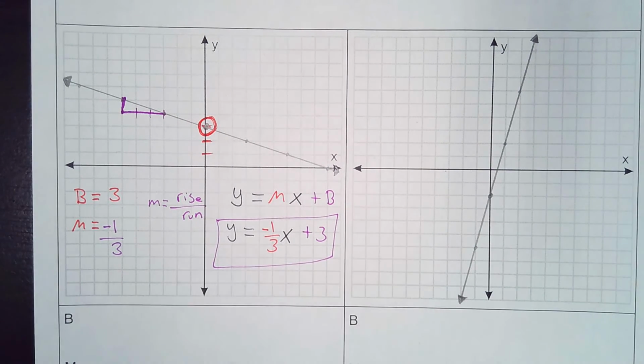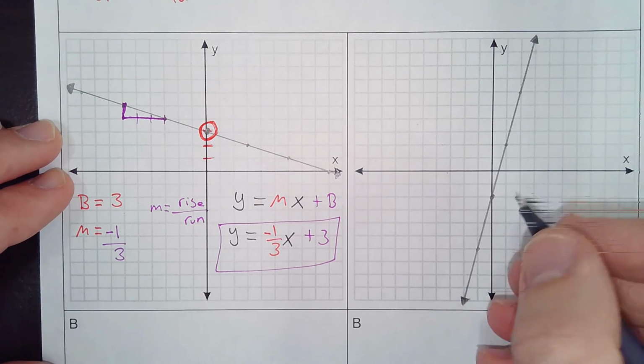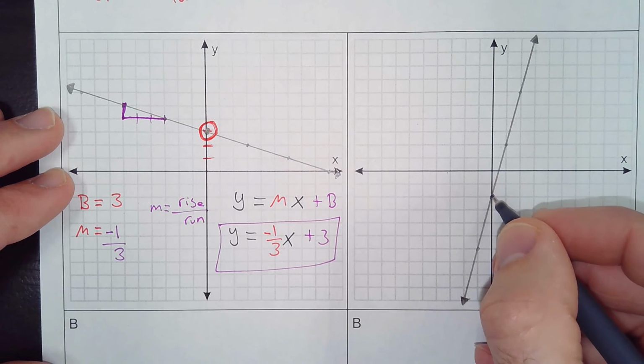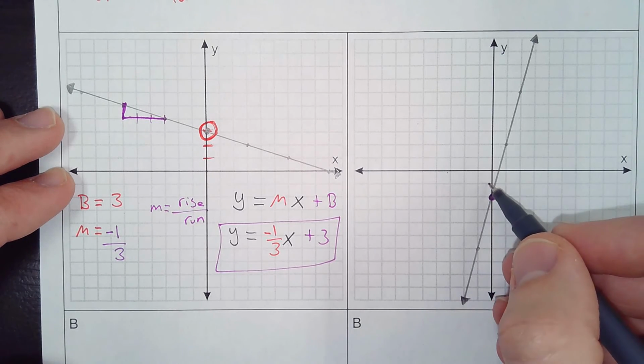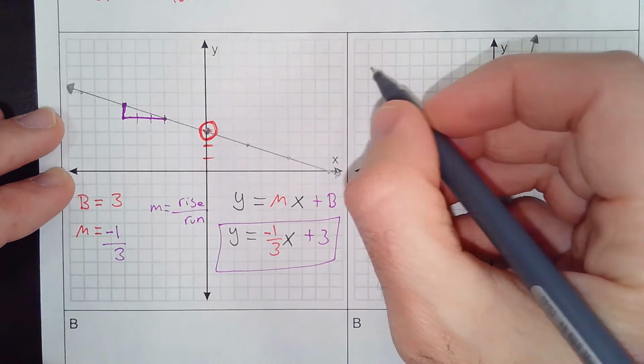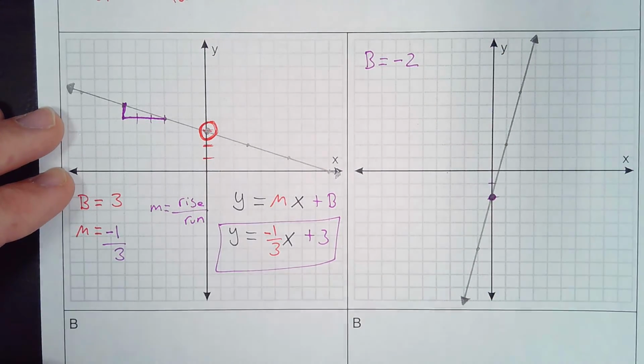All right, let's try it again on this one. So let's go find our b. Remember, our b value is where does it cross the y-axis, so that would be right here. That's where it crosses the y-axis, which is at 1, 2, negative 2. B equals negative 2 since I go down.